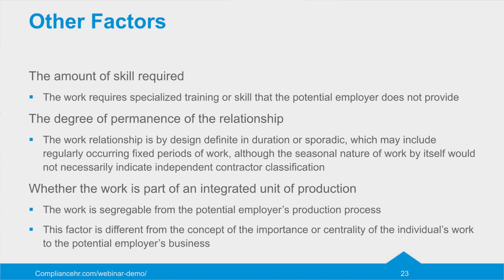Second, the degree of permanence of the relationship. Now, this is something you've all heard before. The work relationship must be, by design, definite in duration or sporadic. So that may include regularly occurring fixed periods of work, although if it's a seasonal nature of work, and that's all it is, it's not going to indicate independent contractor status. A lot of companies, because of this factor, have limited how long an independent contractor can work for them. Some say a year. It's really artificial, right? There's no black and white number.